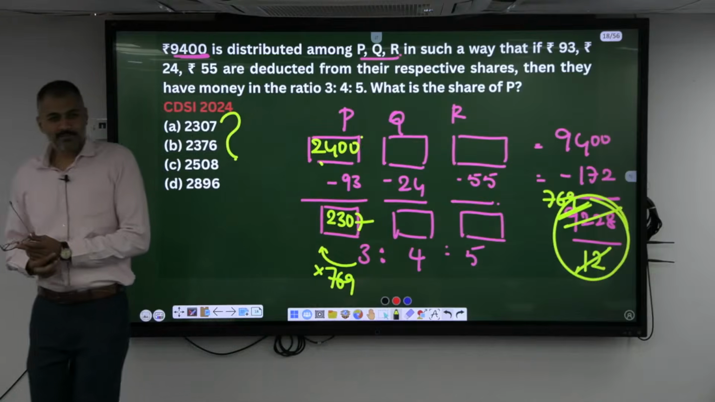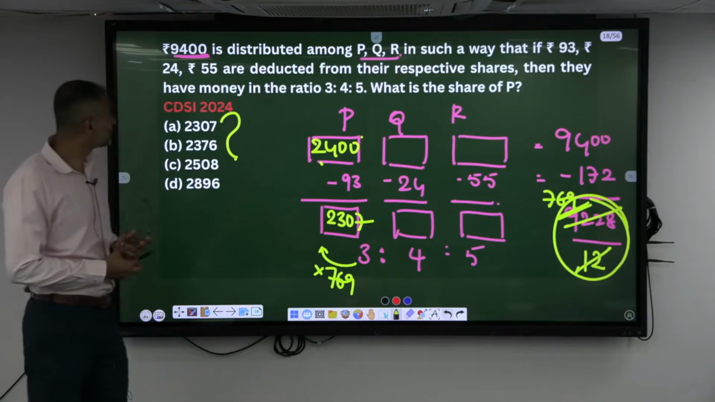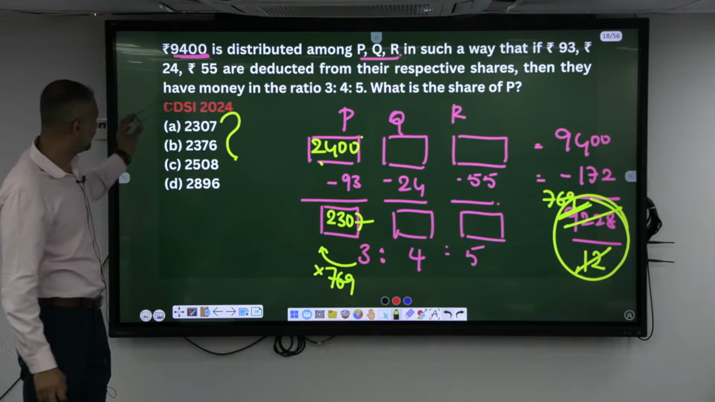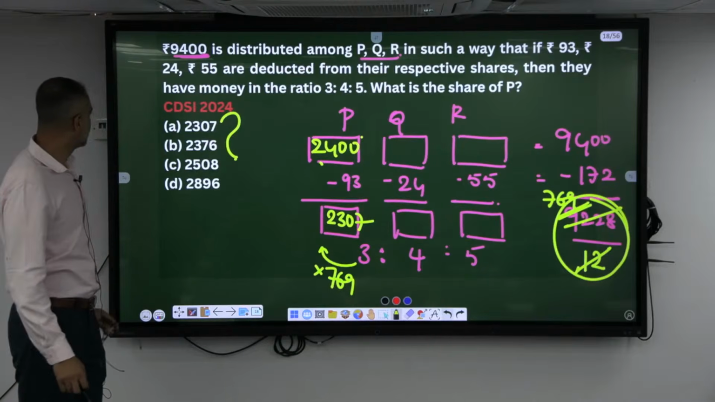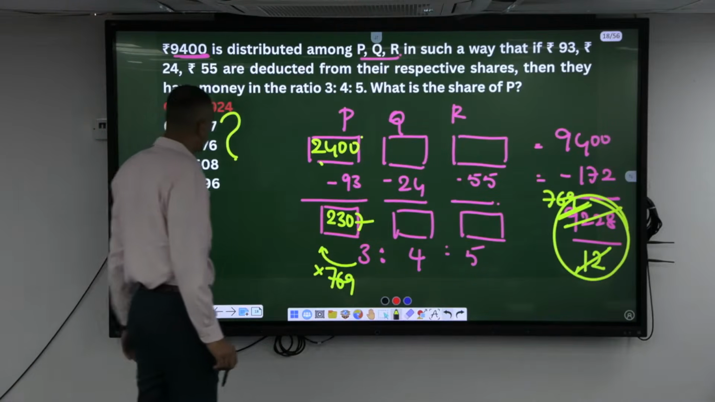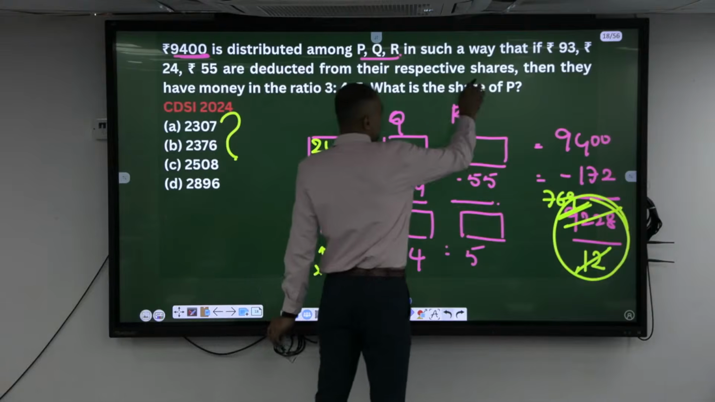Okay, deducted from the respective shares, money in the ratio. So what do you mean by share here?